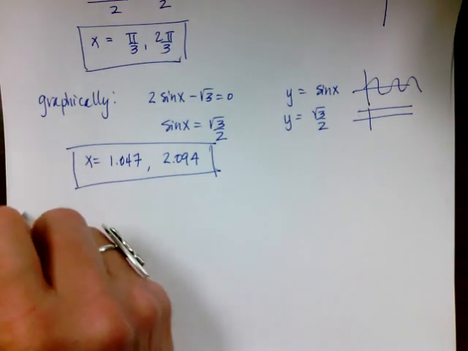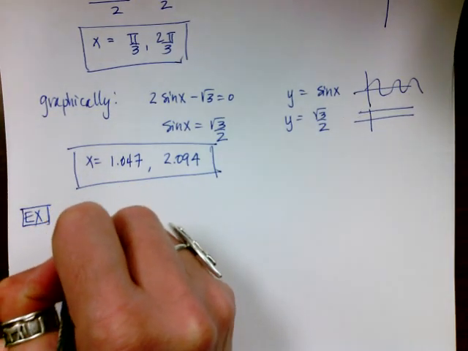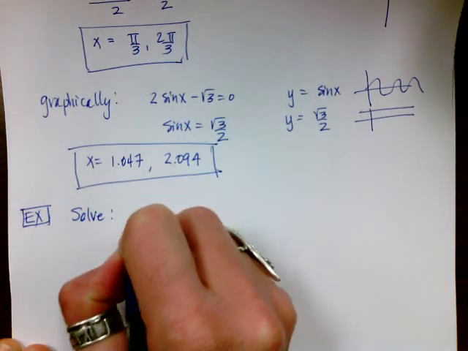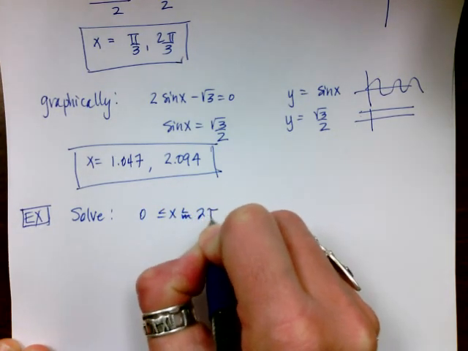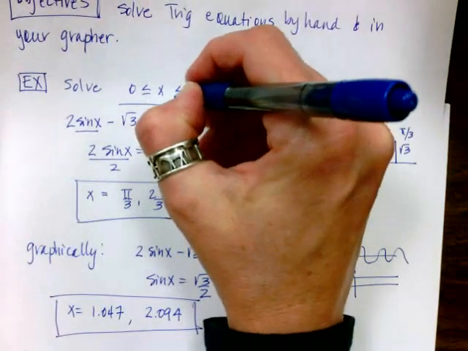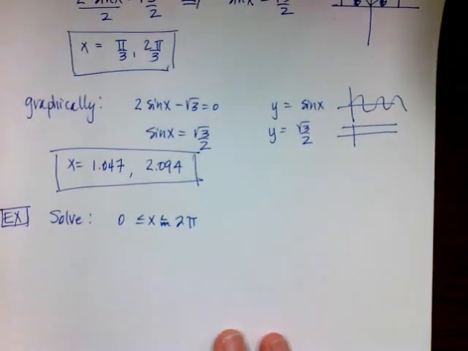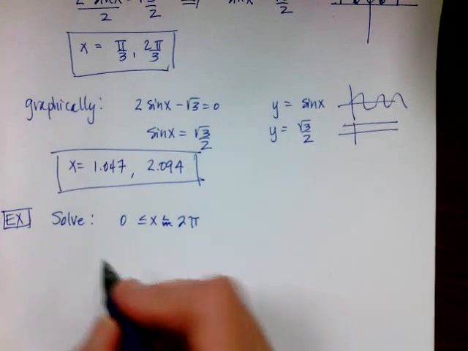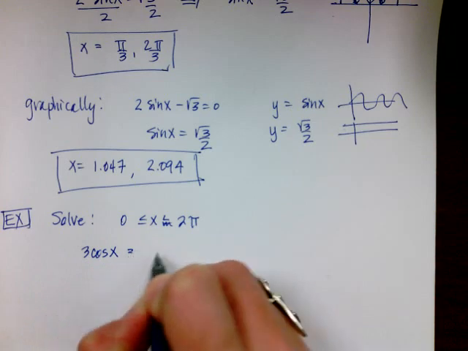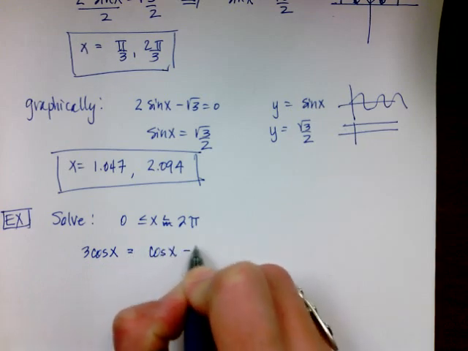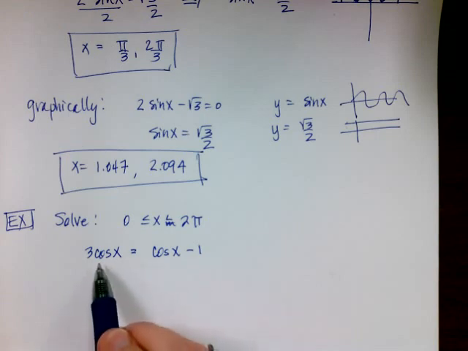Okay, so this will be our second example. And I want to solve in the interval from 0 to 2 pi. Let me erase that little equal to, because we don't want to actually include 2 pi, because then the value's repeating. And the equation is going to be 3 cosine x is equal to the cosine of x minus 1. So to be able to solve these by hand, I need my cosines to be together.